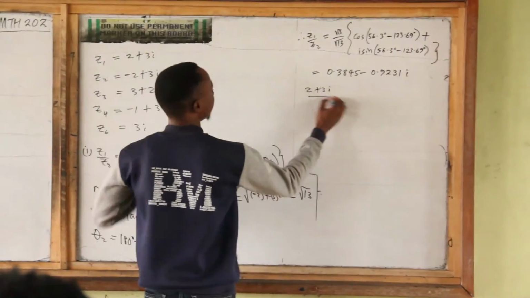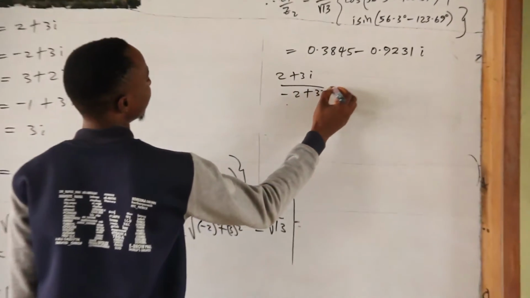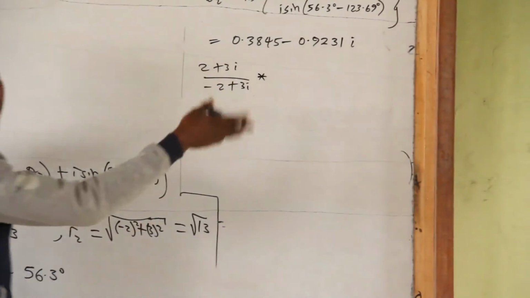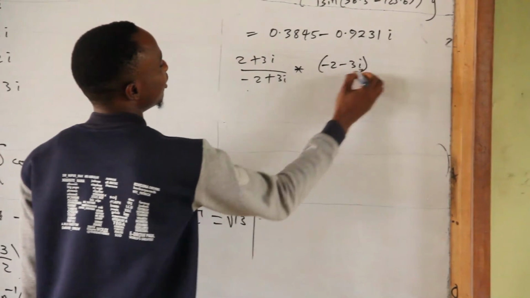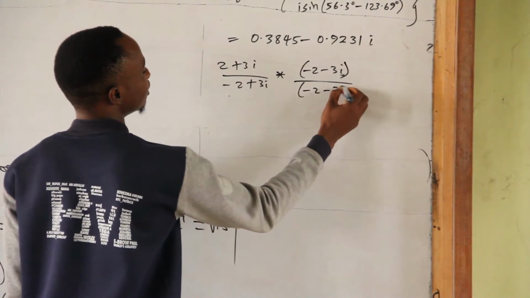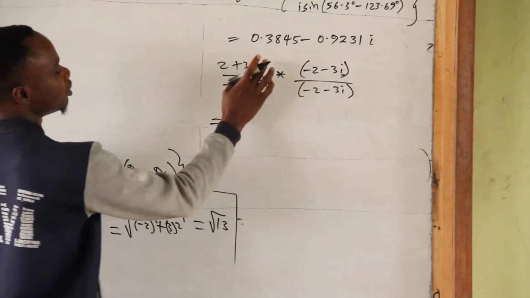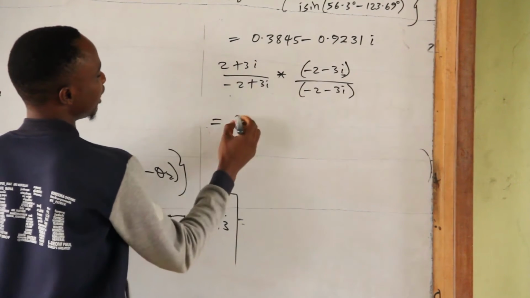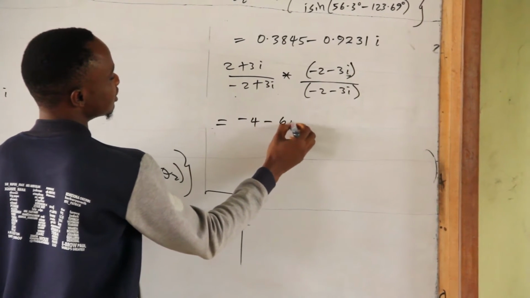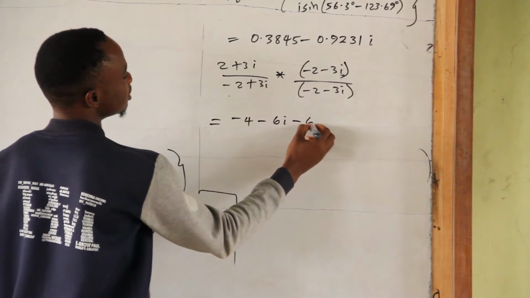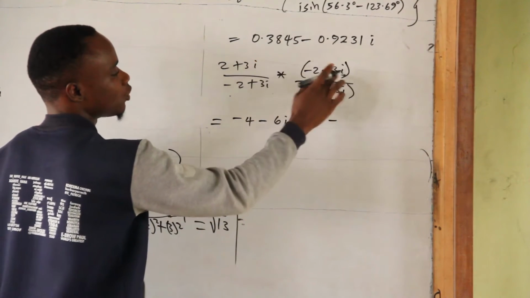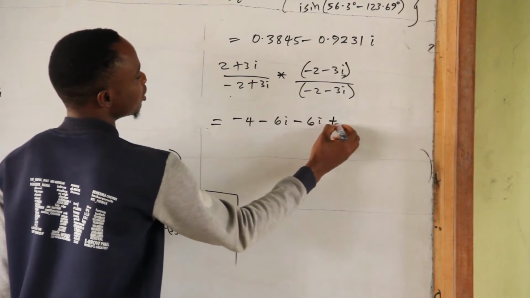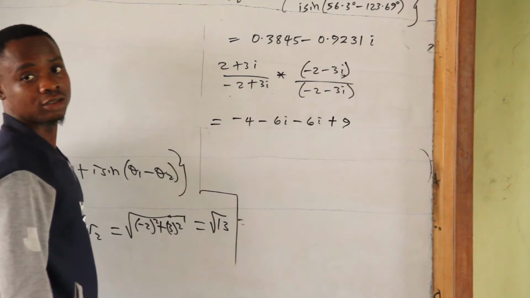The faster way is 2 plus 3i all over minus 2 plus 3i. You multiply by the conjugate of that, which is minus 2 minus 3i, all over minus 2 minus 3i. Multiplying this gives minus 4 minus 6i, then minus 6i, and then plus. i squared is minus 1, so this will become plus 9. Does that make sense?